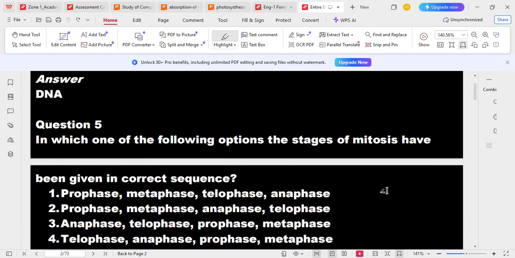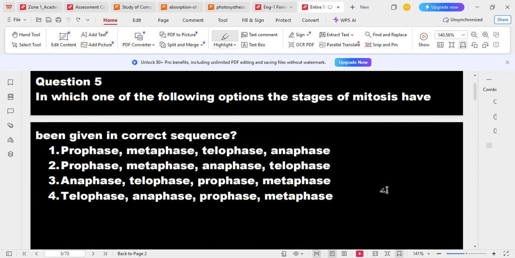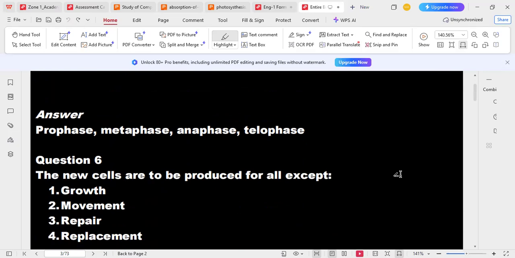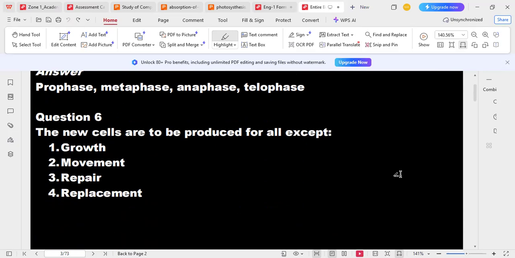Now coming to the next question, you have to sequence the stages of mitosis correctly: prophase, metaphase, telophase, anaphase; or prophase, metaphase, anaphase, and telophase. I guess B is the correct answer. Now coming to the next question, new cells are to be produced for all except growth, movement, repair, and replacement.